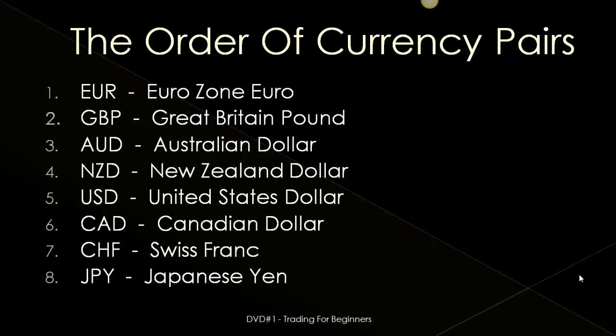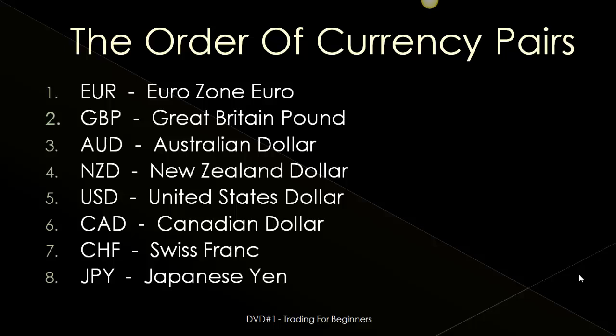Let's look at another example. If you were to trade the Euro/JPY, you'd be putting together the Euro with the Japanese yen. So the Euro would be the base currency, and the yen would be the quote currency. Let's look at another example.